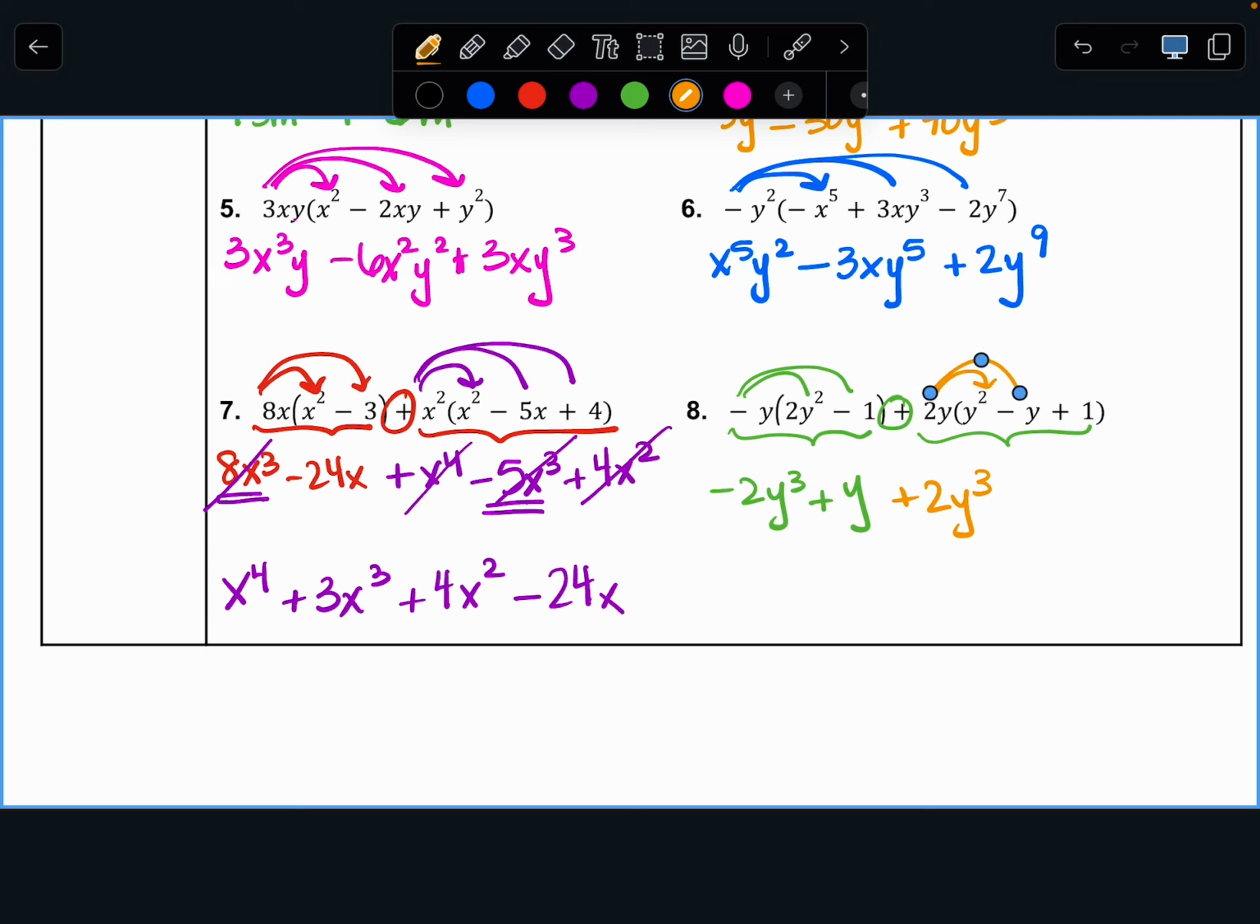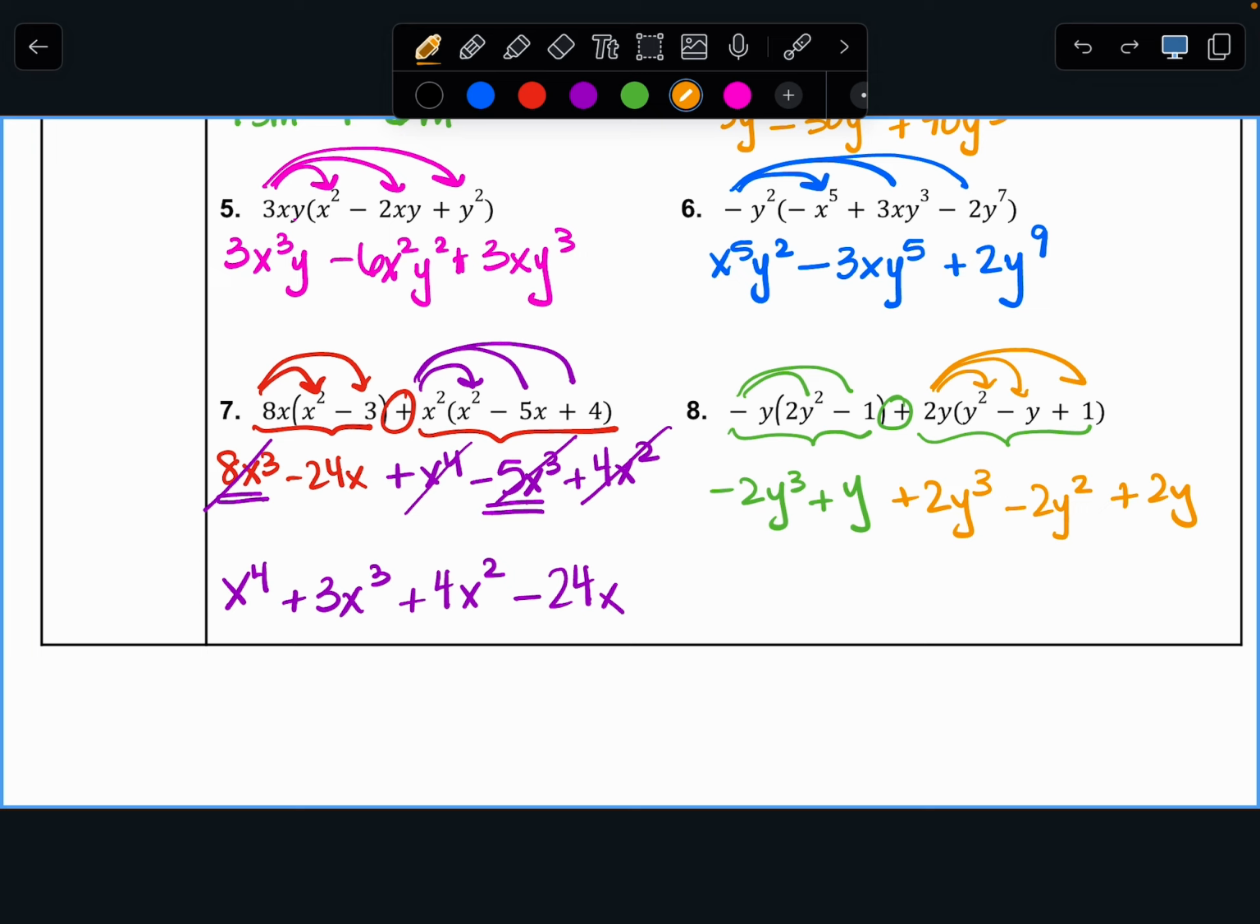2 times negative y, that's negative 2y squared. Notice I'm not subtracting that y. It's multiplying. And then 2 times a positive 1 is plus 2y. Oops, 2y, not squared.